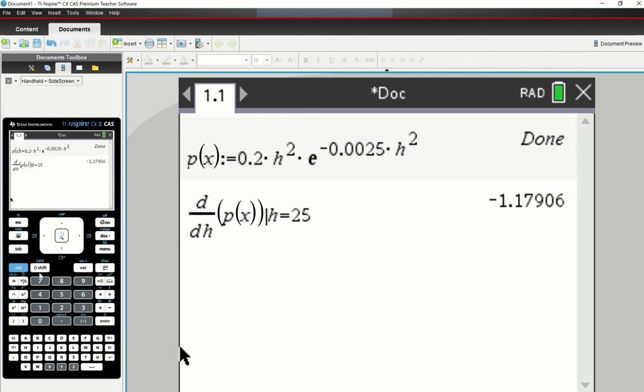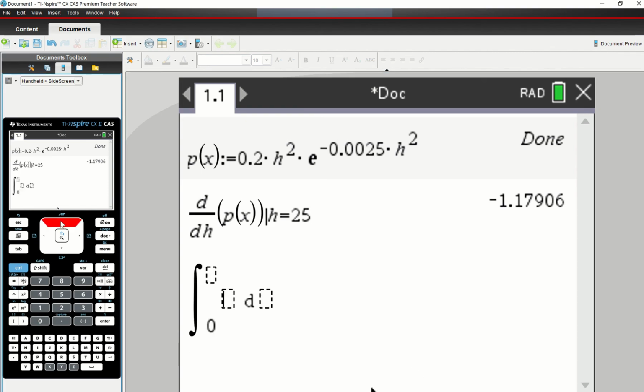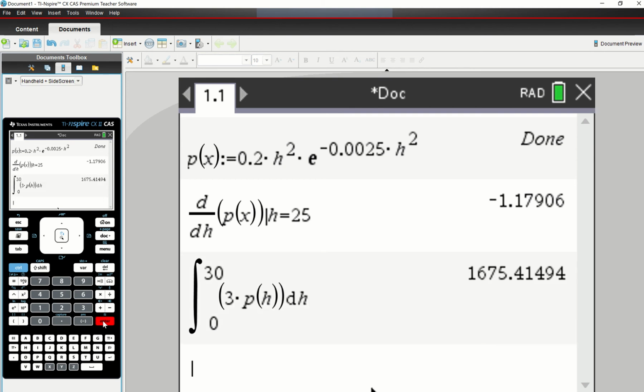So I'm going to be doing the definite integral from 0 to 30 of 3, which is the area of the known cross-section, but I have to multiply this by the actual density because we're wanting to find the number of cells, not just the volume. And this is, again, I've already defined P, so I'm saving myself some time here. I get 1,675.415-ish.